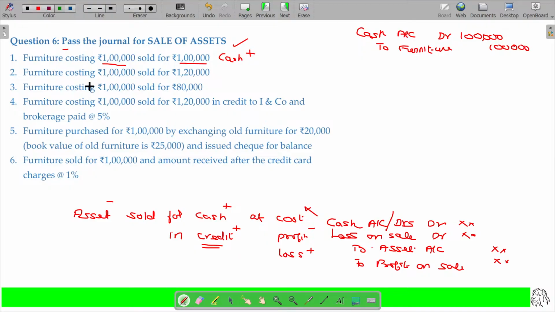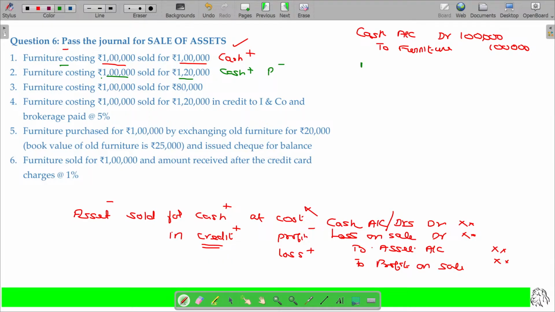Second, furniture costing 1 lakh sold for 120. So furniture minus, cash comes in plus, and of course 1 lakh but sold for 20,000 extra, then we have the profit. Profit is a minus item. Minus item means credit item. Why is it minus? Because the business is liable to the owner. It's for the owner, right?